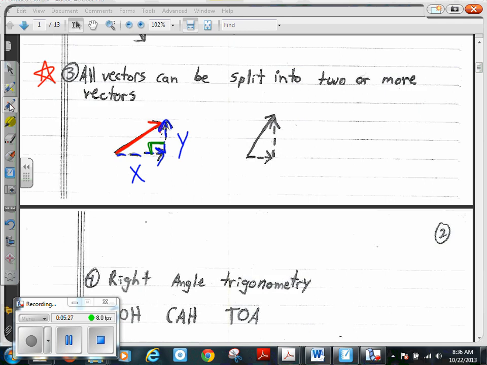And this one, for instance, I split up into an x here and a y here. Okay? So the reason why we want to do this is, especially in projectile motion, we'll find out that an acceleration happens due to gravity, but that only affects the y stuff.